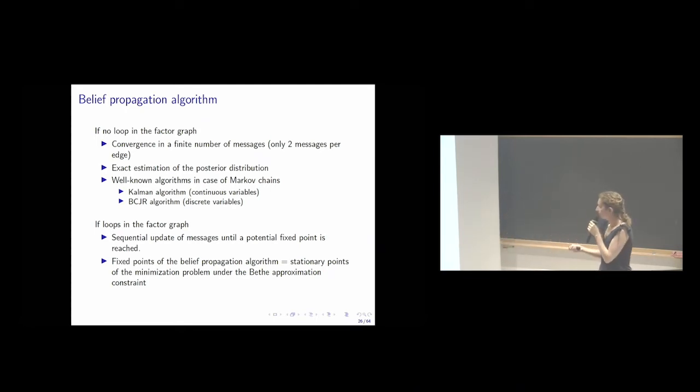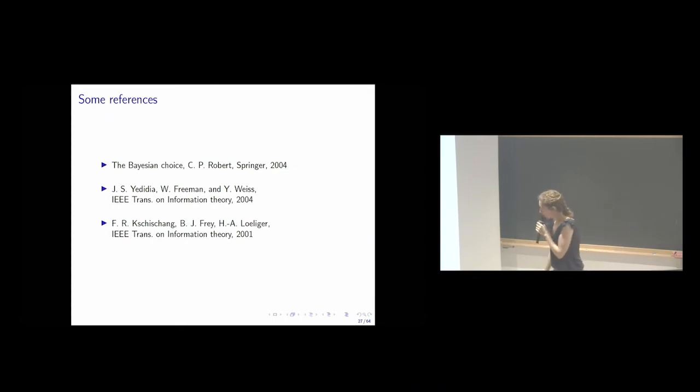But this is something I didn't say: you are not ensured at all to converge, right? So if it converges, it can converge to a potential fixed point, and then you get the solution of your problem. Okay, so this is my last slide for my boring part.